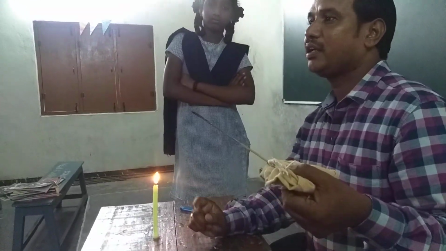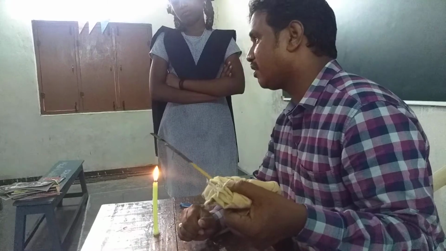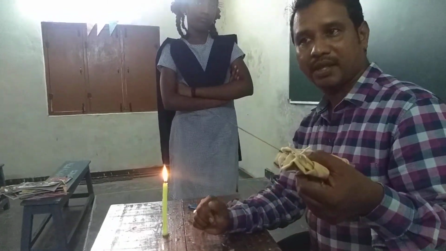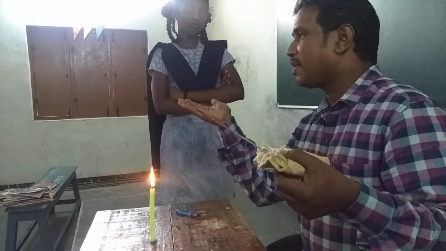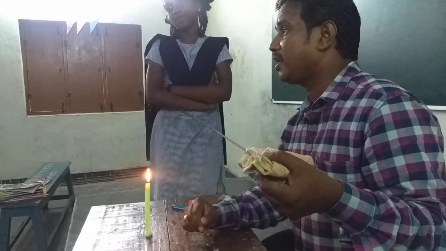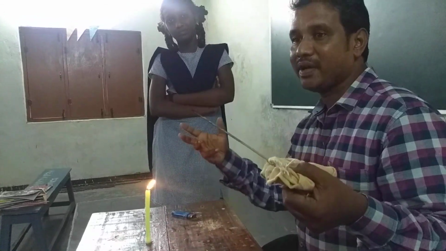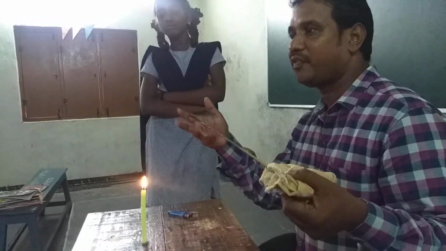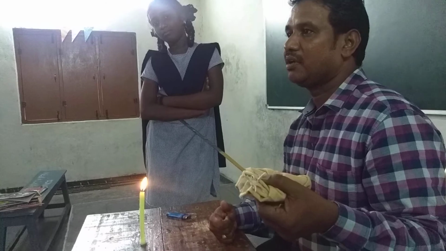That is why we use copper bottom vessels in our houses. At the bottom portion of the vessel we use copper material. Why are we using copper instead of aluminium? Copper makes the heat transmission fast, so our cooking will also become fast.